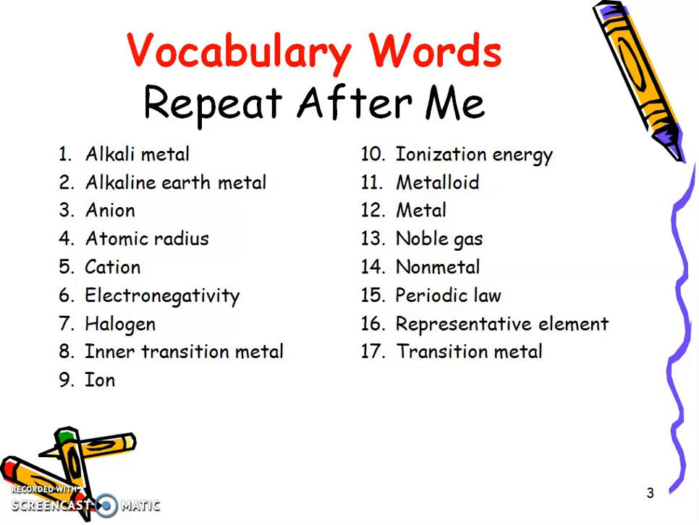Repeat after me those vocab words. Number 1, alkali metal, alkaline earth metal, anion, atomic radius, cation, electronegativity, halogen, inner transition metal, ion, ionization energy, metalloid, metal, noble gas, nonmetal, periodic law, representative element, and transition metal.